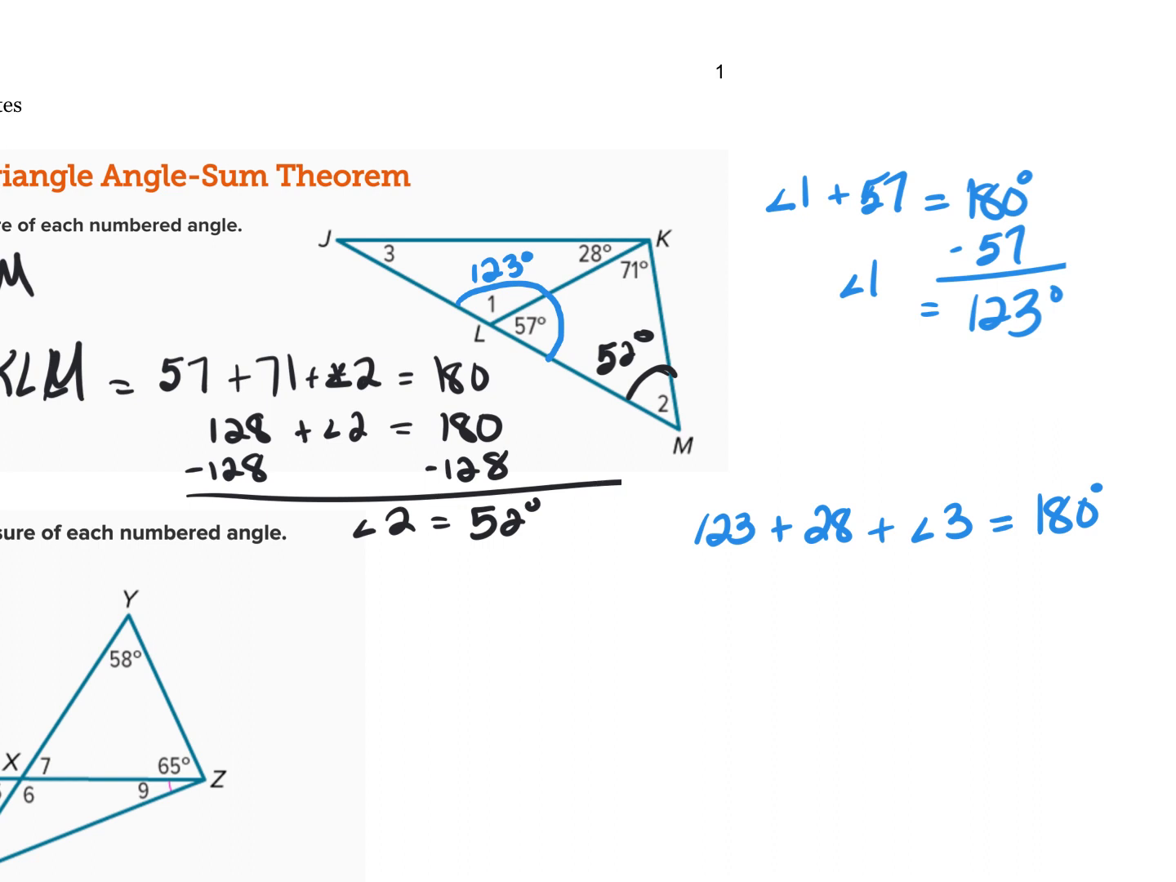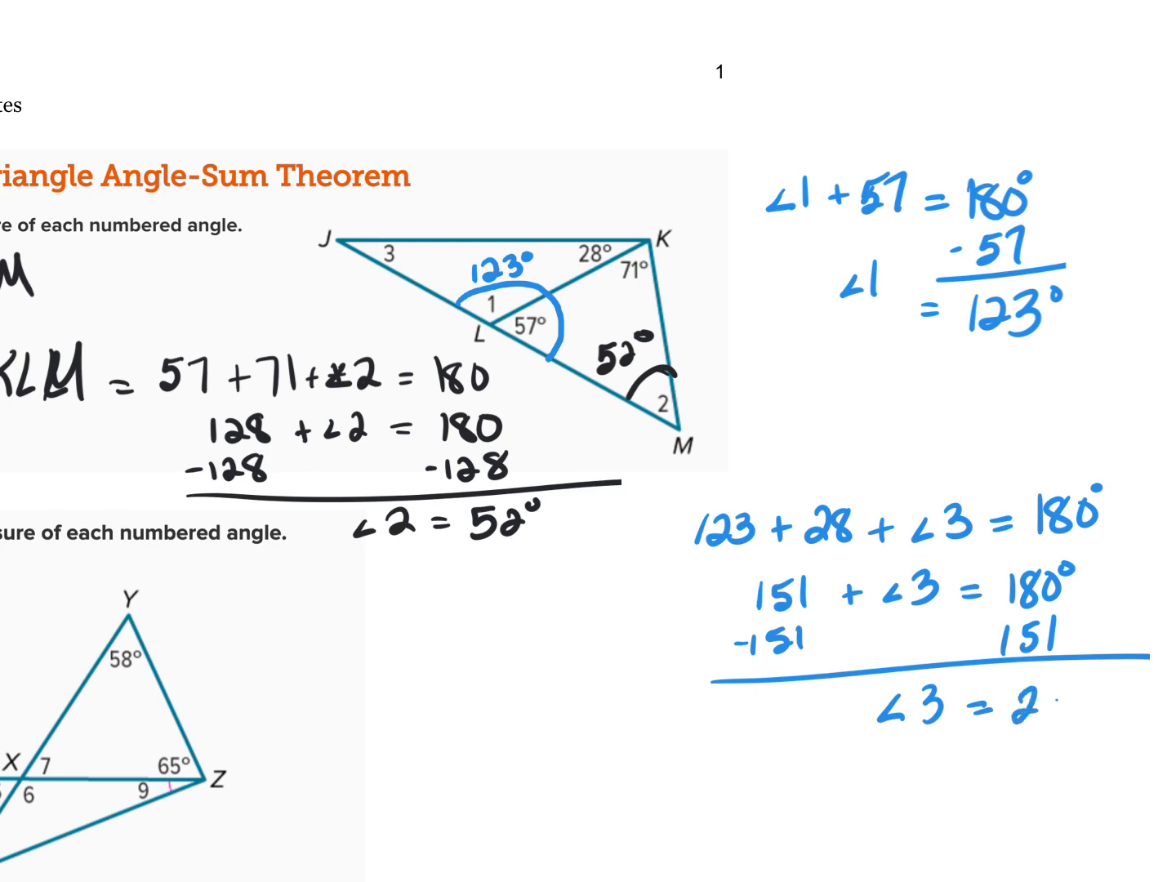So I'm going to do 123 plus 28, so that gives me 151. So to find the measure of angle 3, I'm going to subtract 151 from both sides. And I'm going to get angle 3 is equal to 29 degrees. So angle 3 is 29 degrees.